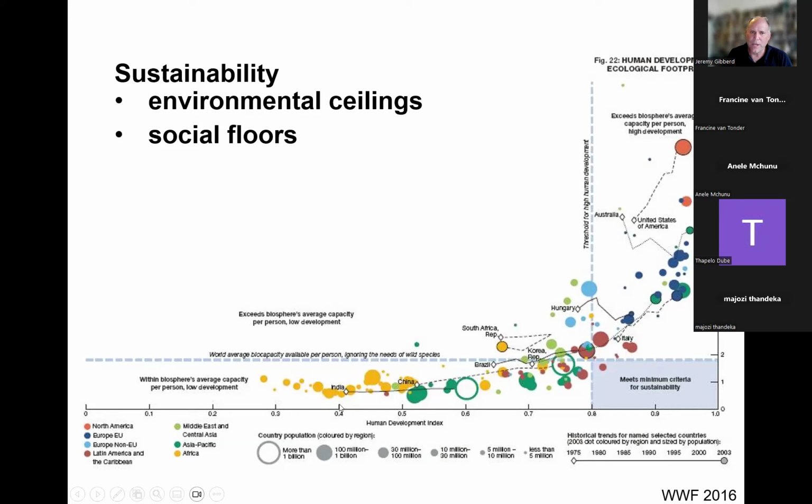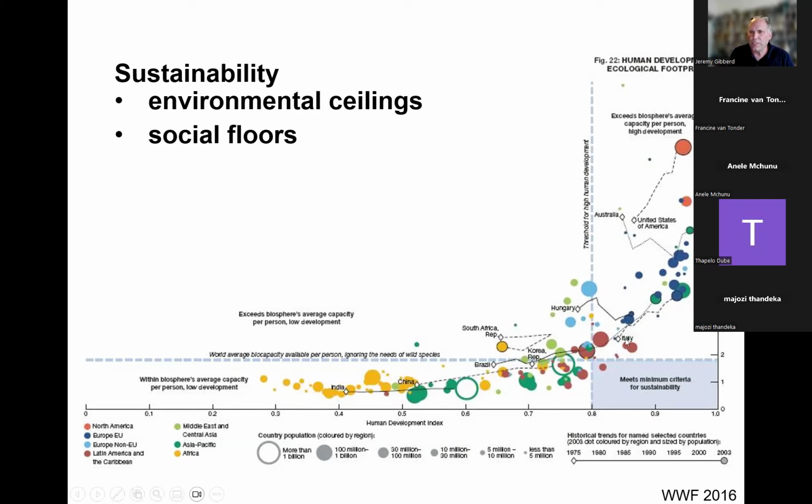We can see the yellow circles here. These are African countries. As you'd expect, very low ecological footprints, not a lot of consumption, not a lot of waste or carbon emissions, but unacceptably low human development index. So poor levels of health, education, also employment, purchasing price parity.